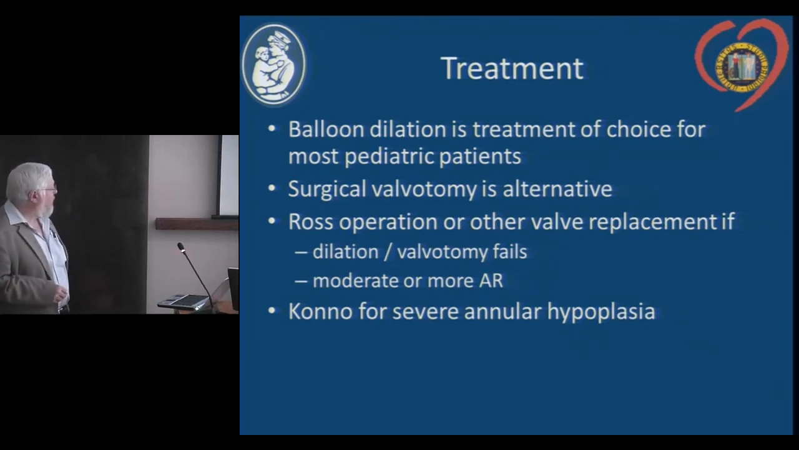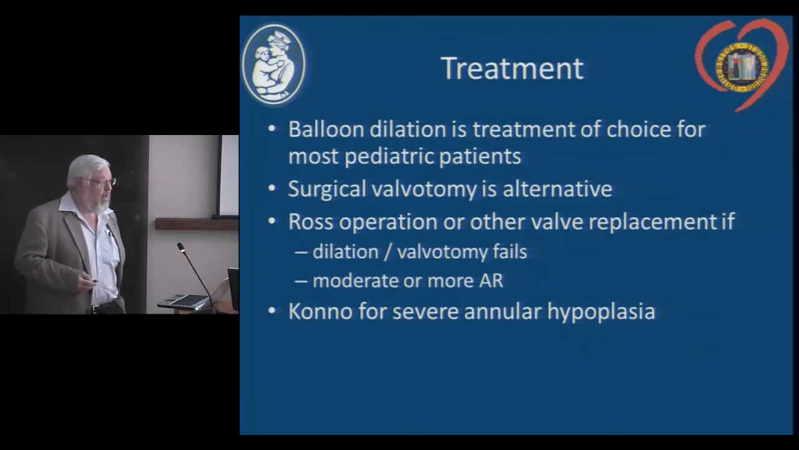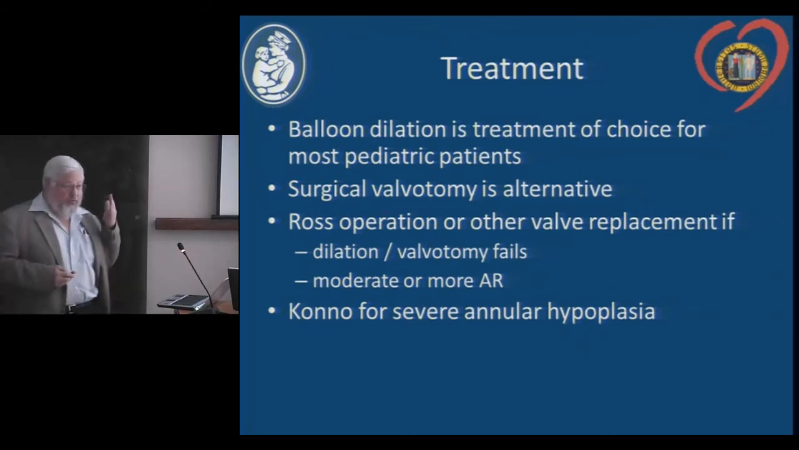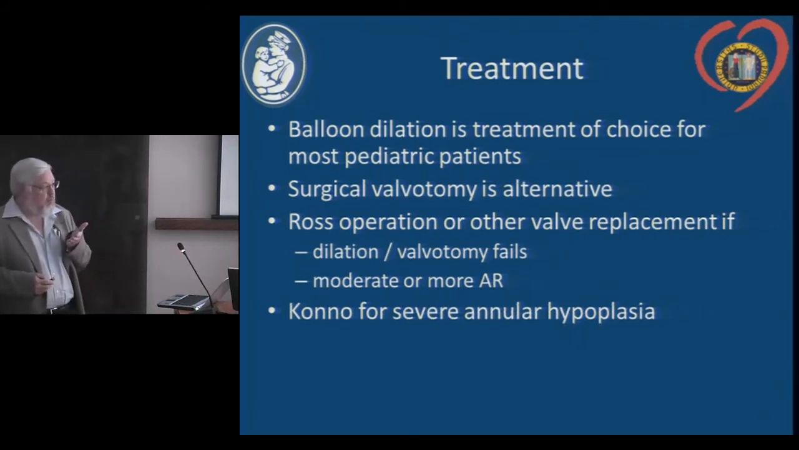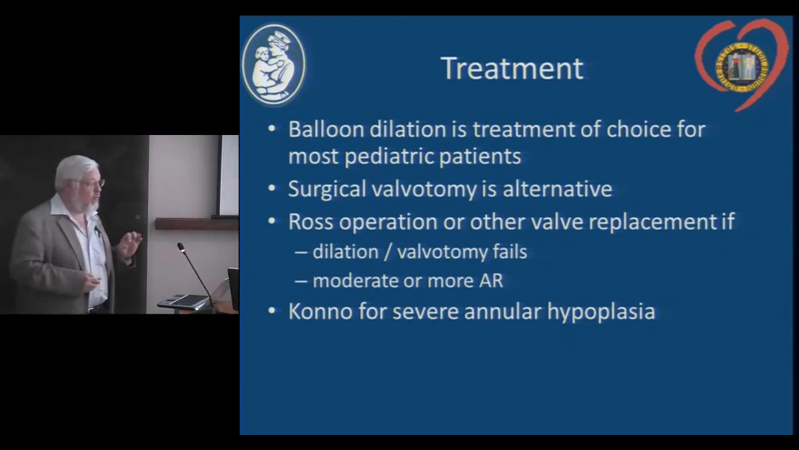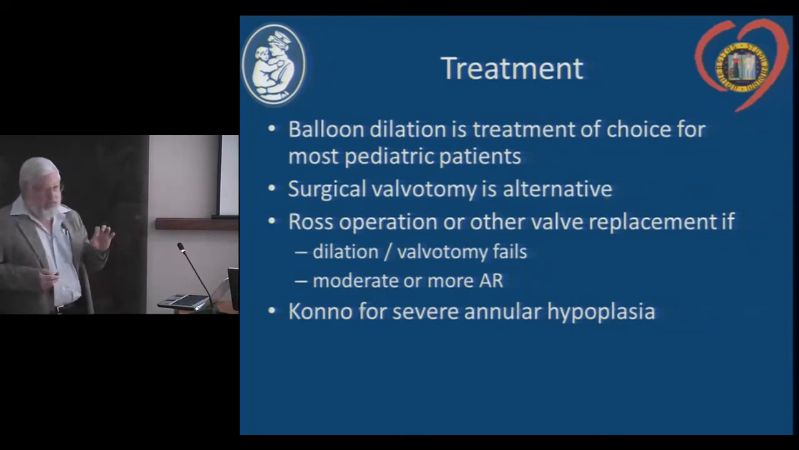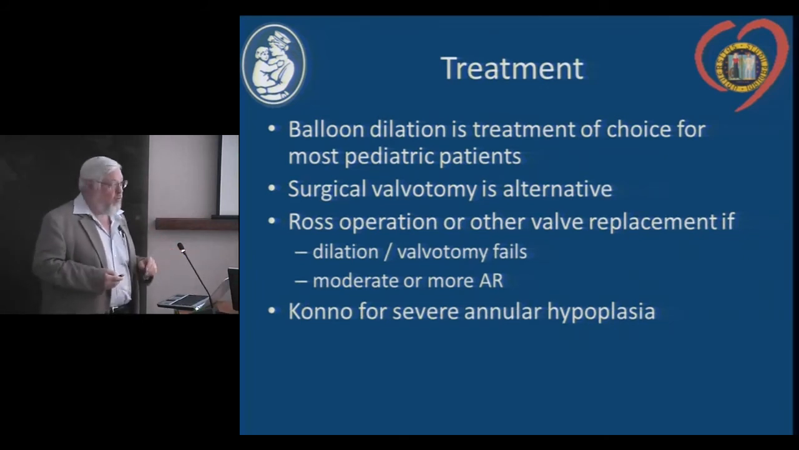Some of these patients also have very severe annular hypoplasia, in which case it's simply not possible to create an adequate left ventricular outflow tract. In that case, a Konno type of operation, in which one splits either into the interventricular septum, or there are other operations where one can split into the anterior mitral leaflet to enlarge the left ventricular outflow tract so that one can put in a larger prosthesis, either moving the pulmonary valve into that space created or by putting in a homograft or something of that sort.